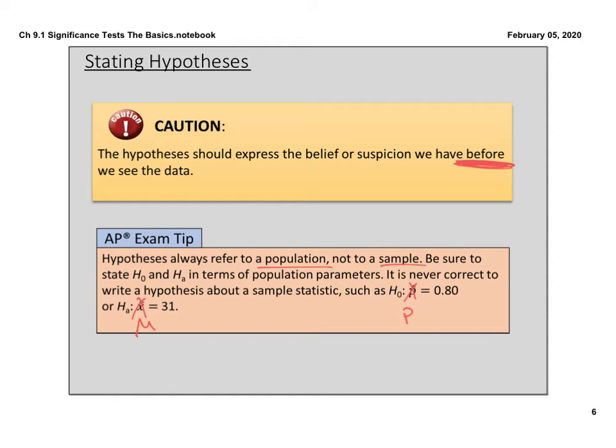Your hypotheses, just like when you would state what you're finding for the confidence interval, you'd state it in terms of the parameter. But then when you actually found the confidence interval, you're looking at the statistics.